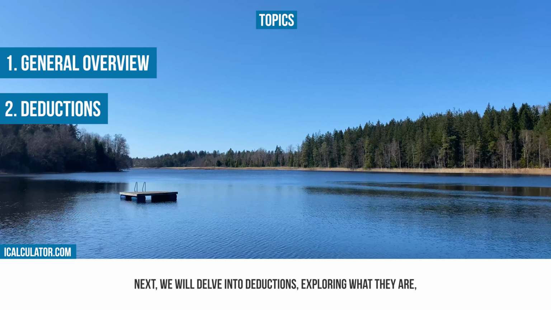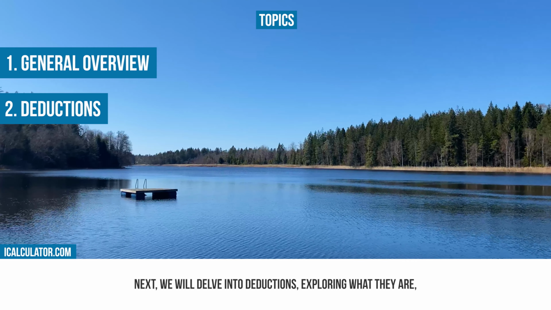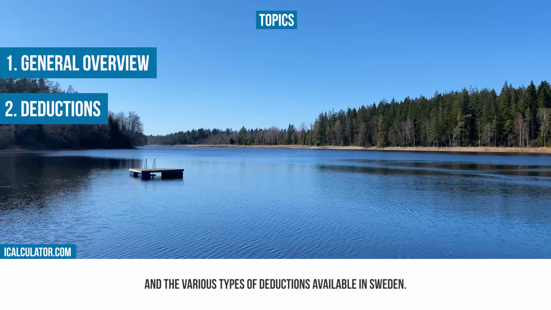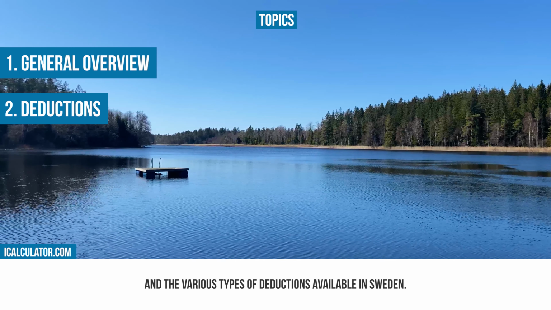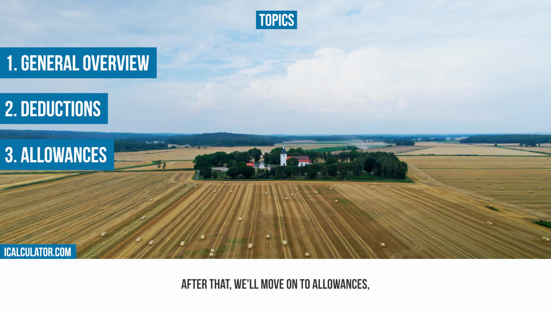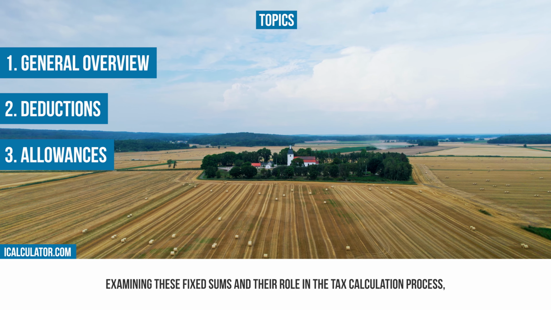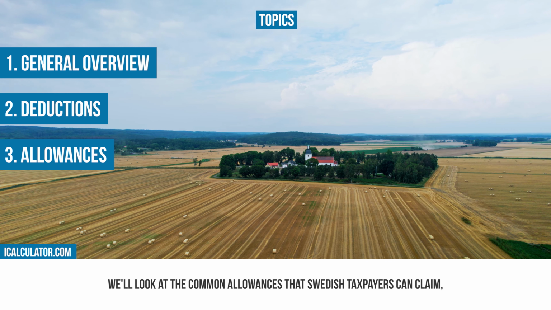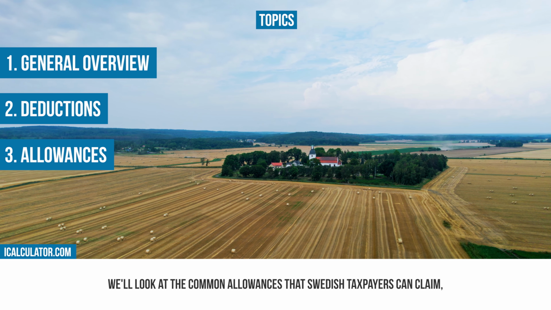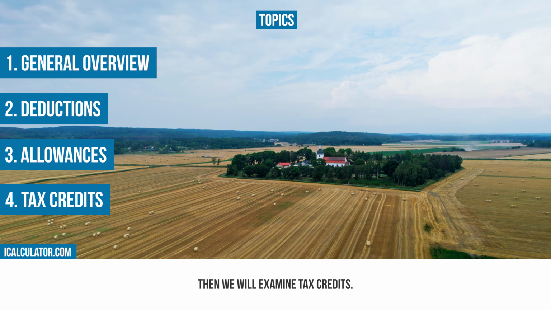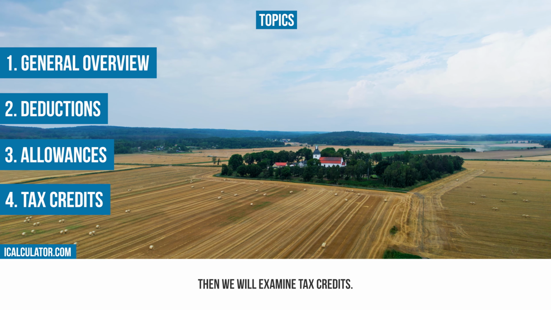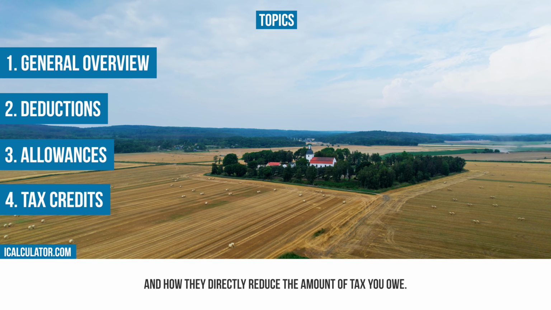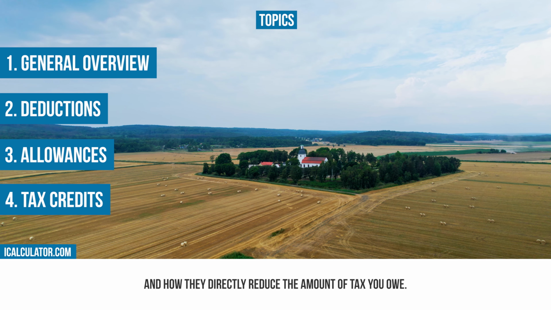Next, we will delve into deductions, exploring what they are, how they can be used to reduce your taxable income, and the various types of deductions available in Sweden. After that, we'll move on to allowances, examining these fixed sums and their role in the tax calculation process. We'll look at the common allowances that Swedish taxpayers can claim. Then, we will examine tax credits. We'll explain how they differ from deductions and allowances, and how they directly reduce the amount of tax you owe.